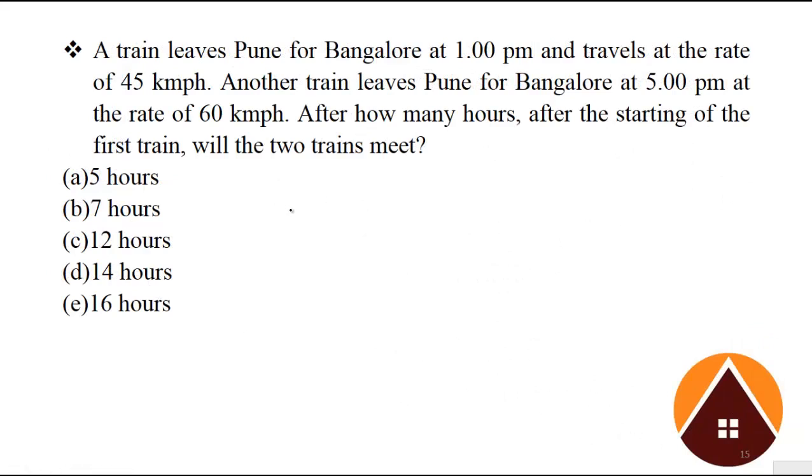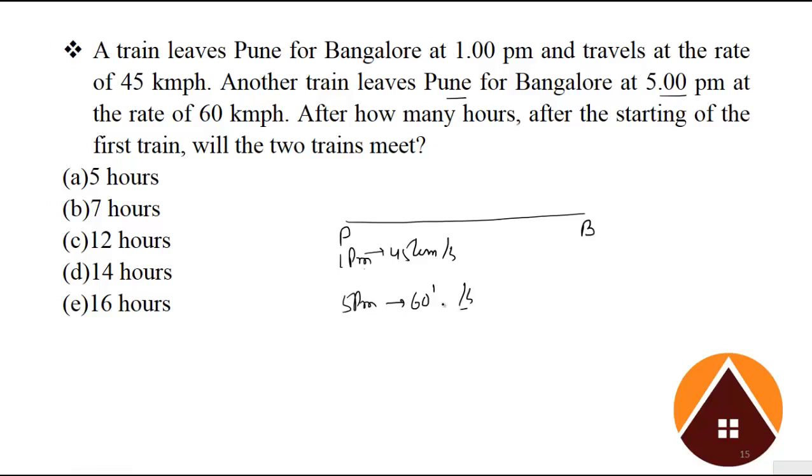Okay. Now let us take a few more questions on relative speed. Read this question. A train leaves Pune for Bangalore at 1 p.m. Say this is Pune and this is Bangalore. So one train leaves Pune at 1 p.m. at the rate of 45 km per hour. Another train leaves Pune for Bangalore at 5 p.m. So at 5 p.m. there's another train whose speed is 60 km per hour, leaving for Bangalore. After how many hours after the starting of the first train will the two trains meet, right?